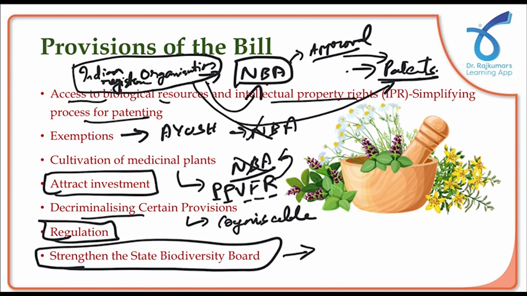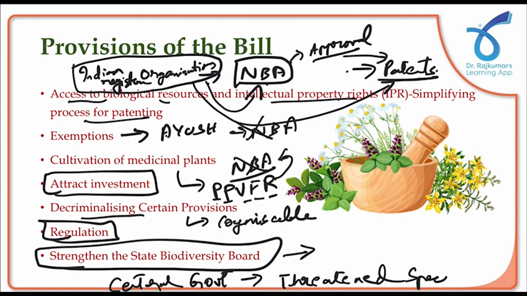Now, how does the Act further try to strengthen the state governments? Well, before, the central government was the only authority which could say whether a species is threatened. Now, this amendment delegates this power even to the state government. The state government can also classify a species as threatened. Only thing is, it must consult NBA beforehand.